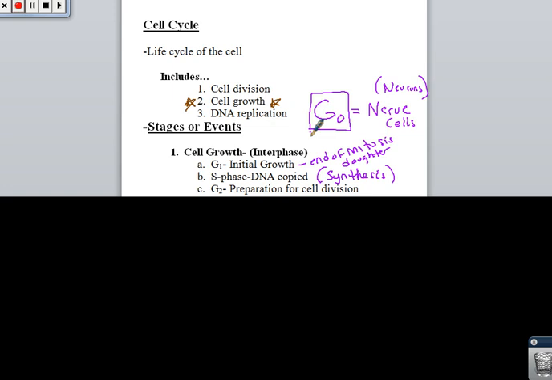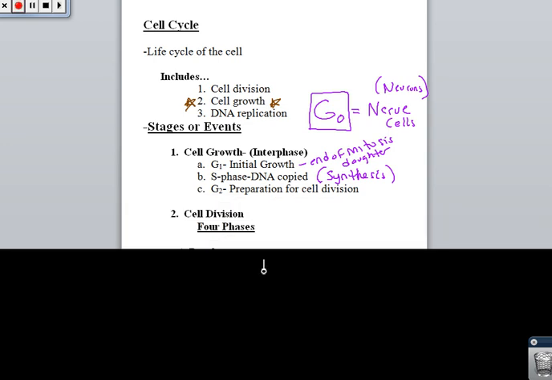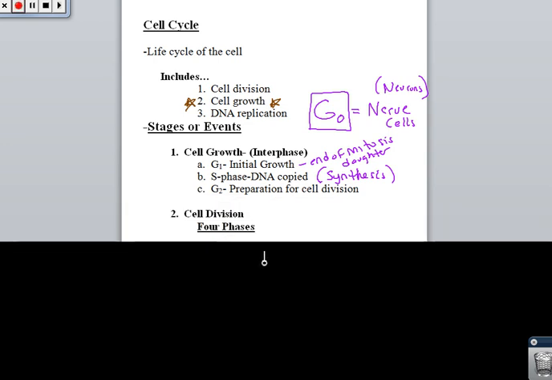Okay, it's just like a continuous interphase. It never goes through mitosis or cytokinesis. It just stays in interphase. So that's your first event. The next event is cell division. Cell division is also known as mitosis.